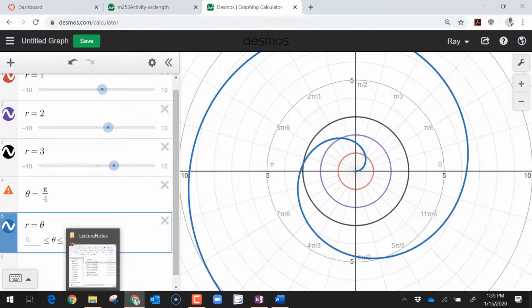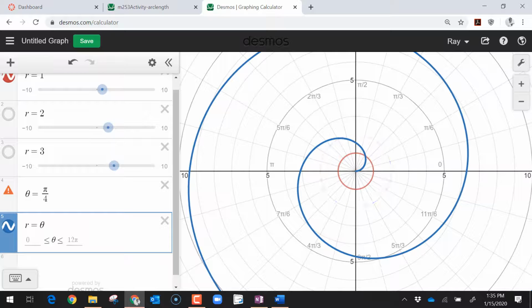So if we draw r is equal to theta, as theta gets larger and larger, your radial distance gets larger and larger. So if you keep going around in circles and your radial distance keeps going out, then you just have a spiral.